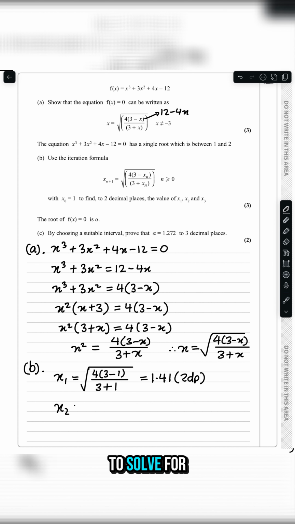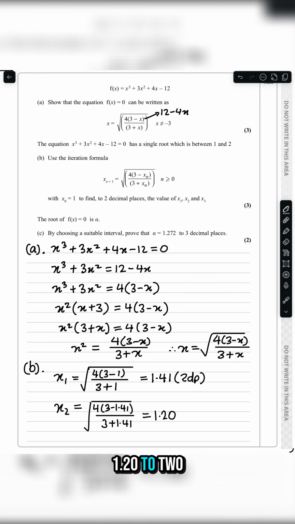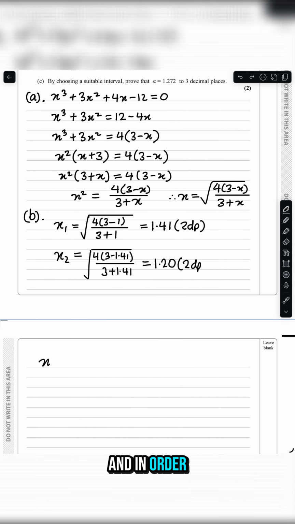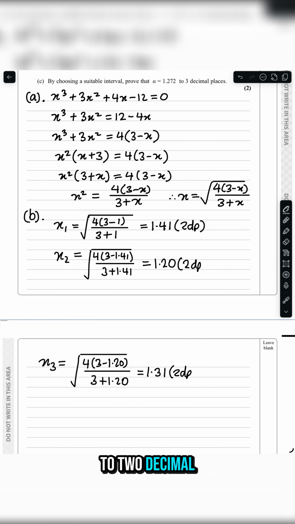In order to solve for x2, we need to substitute x1 into our iteration formula, and we get 1.20 to 2 decimal places. In order to find x3, we need to substitute x2 into the iteration formula, giving us 1.31 to 2 decimal places.